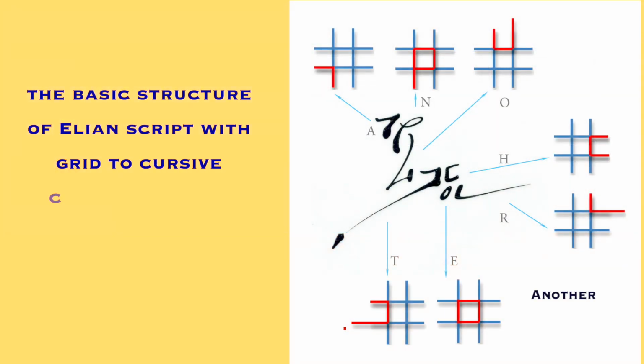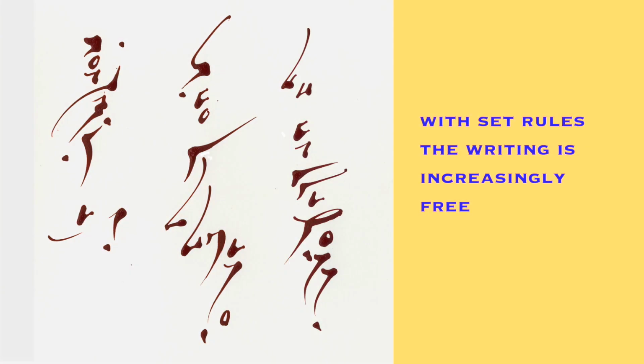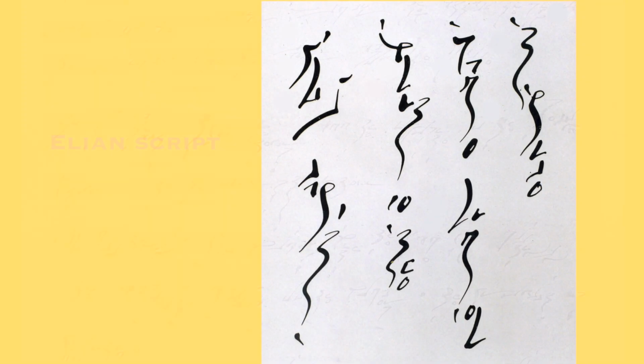The basic structure of Elian's script, with grid to cursive correspondence. The word is another. With set rules, the writing is increasingly free and has a name. Elian script.